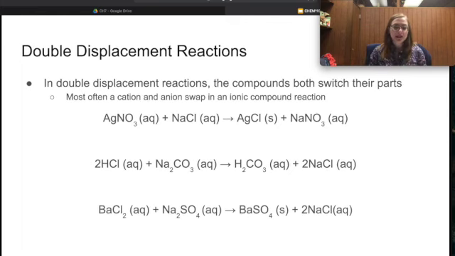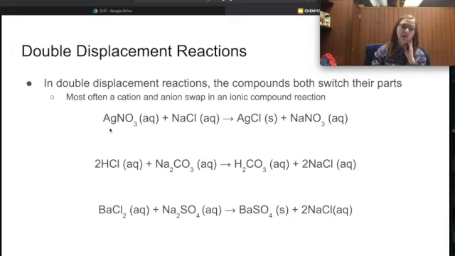In double displacement reactions, if you haven't already guessed, you're swapping both of the anion-cation pairs. So before, in single displacement, we were swapping from one reactant to the other reactant. Here, we're swapping the entire cation-anion pairs. So we're going to look at the compounds and switch both parts.